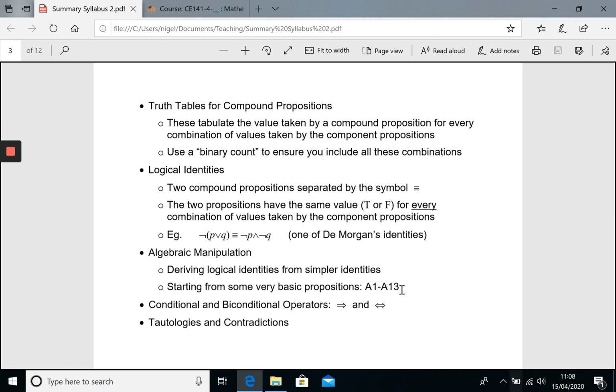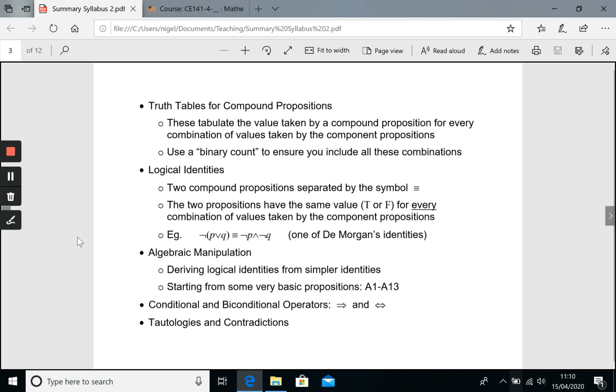And then we finished off propositional logic by looking at 2 other compound propositions: the conditional operator, which is given by this right pointing arrow with 2 legs to it, and the biconditional operator, which is a double arrowed version of those. And then finally, we looked at tautologies and contradictions. A tautology is any compound proposition which always works out to be true, no matter what values are taken by the component propositions. And a contradiction is something which always works out to be false, no matter what values the component propositions take.